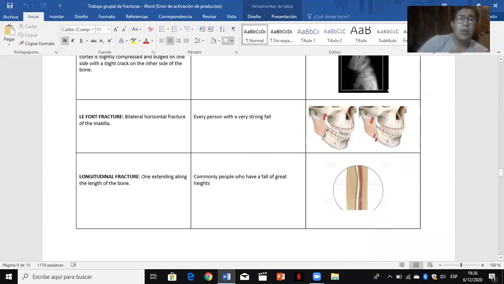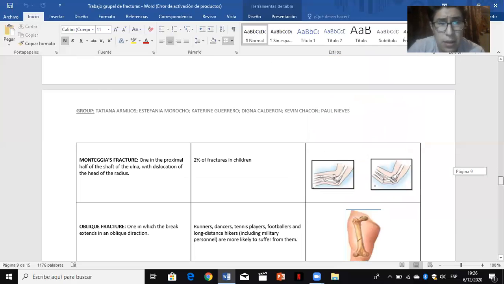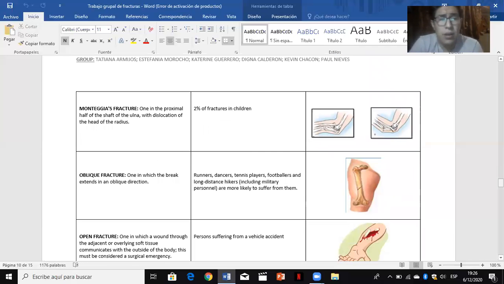Longitudinal fracture: the fracture runs along the length of the bone. Oblique fracture: the break extends in an oblique direction. People at risk: runners, dancers, tennis players, football players, and long distance runners, including military personnel, are more likely to suffer from them.